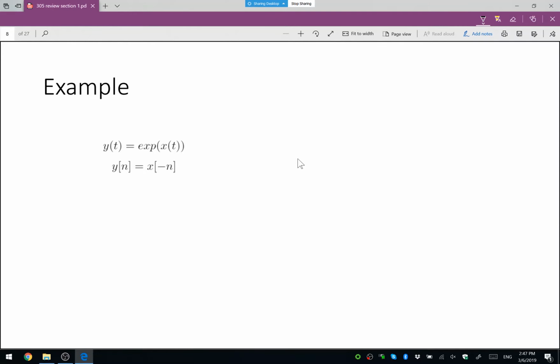For the first problem, can you see that? I think it's a little bit small. Can you see that in the back? Okay.